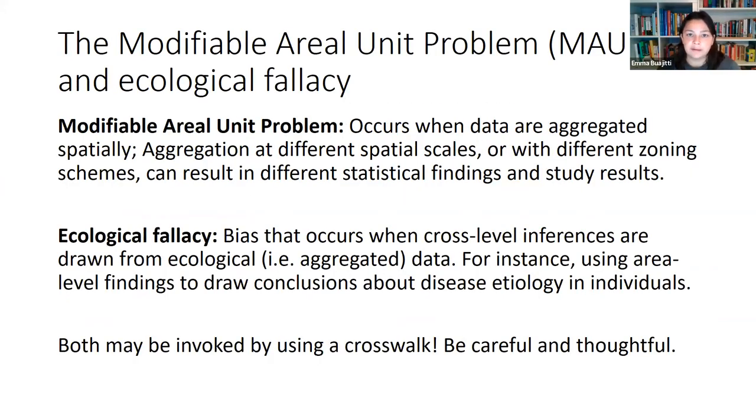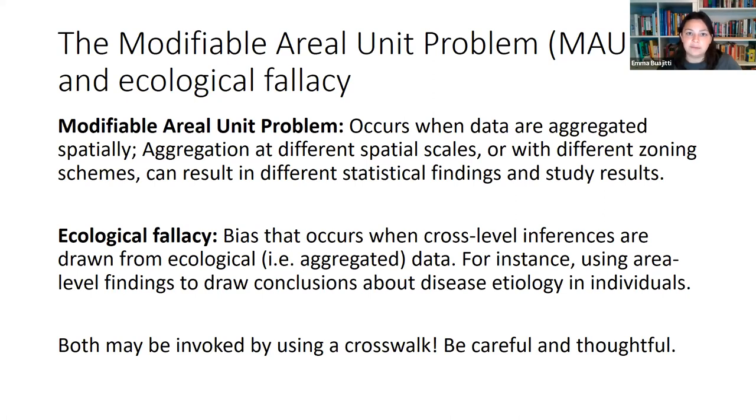And then I do just need to do my spatial epidemiologist due diligence and flag two problems that come up whenever you're using a crosswalk. Whenever you're aggregating data spatially, you need to think about the modifiable areal unit problem, which I'm sure many of you have come across before. This is essentially the situation that occurs when data are aggregated at different spatial scales or with different zoning schemes. All this means is that if you modify the areal unit you're working with, the spatial scale or the zoning scheme, you can get different statistical findings and study results. Just because you have a certain set of findings at one level doesn't mean those findings would be consistent or inferable to a different level.